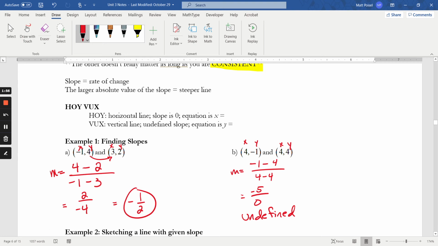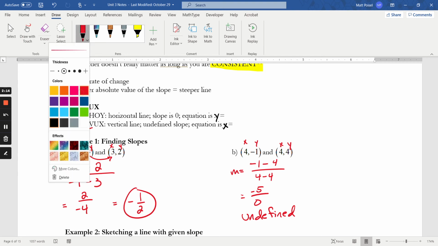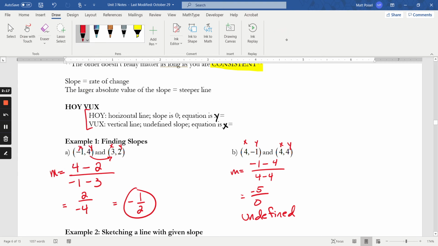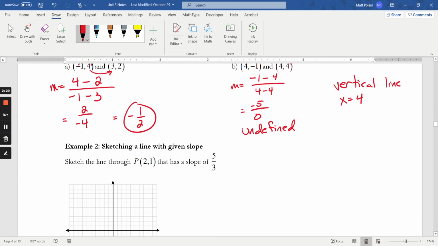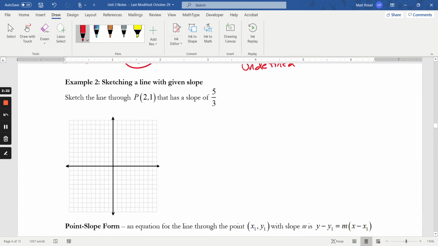A lot of times it's going to be a number, like this first example. Or we could have a couple things here. And this HOY VUX, H-O-Y-V-U-X, is kind of a good acronym that we're going to remember. There is one typo, so if you'll go ahead and change, the x's and the y's need to be flipped there. Okay, so in this example, we see that it's an undefined slope. That would tell us eventually that we would need to graph a vertical line. It'd have an undefined slope. And then if we were to find the equation, it would be x equals 4, just kind of as a heads up.